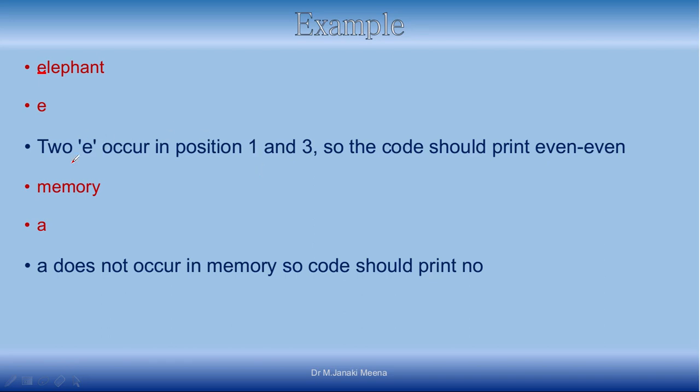So when you see, the number of occurrences is 2 and the sum of the positions is 4. So both of them are even. So this string belongs to even category. Next, consider the string memory. This is the second input and the character we are going to look at is A. When you look at this, A does not occur in memory at all. So the code should print no category.